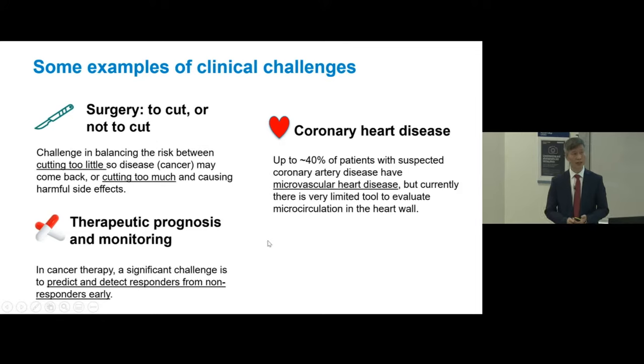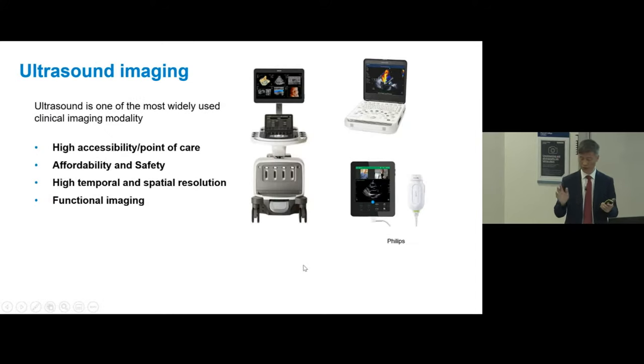And another challenge is in the cardiovascular system. Coronary artery disease is still the biggest killer in the Western world. But up to 40% of the patients actually have microvascular disease. Their major arteries are fine. But all the imaging technologies are looking at macrovessels, the big vessels, and there's a very, very limited tool to look at the microvessels in the heart. So that's another challenge that I will come back to a bit later.